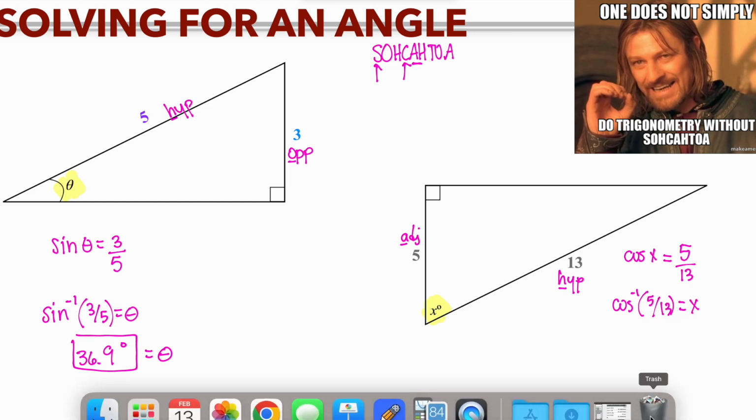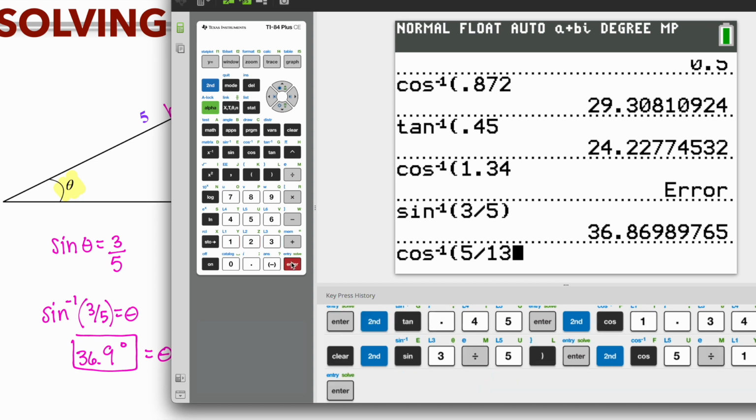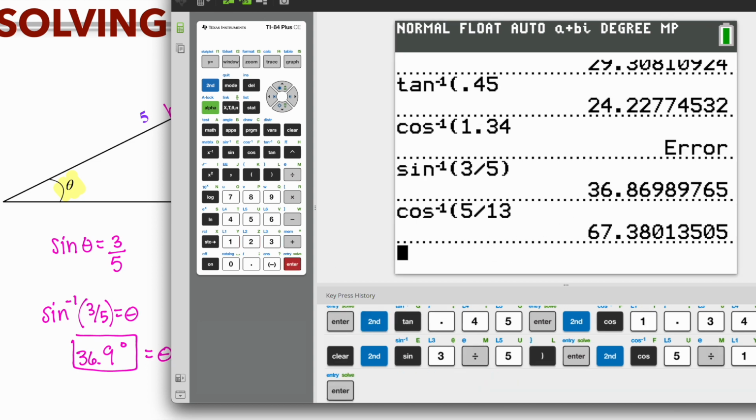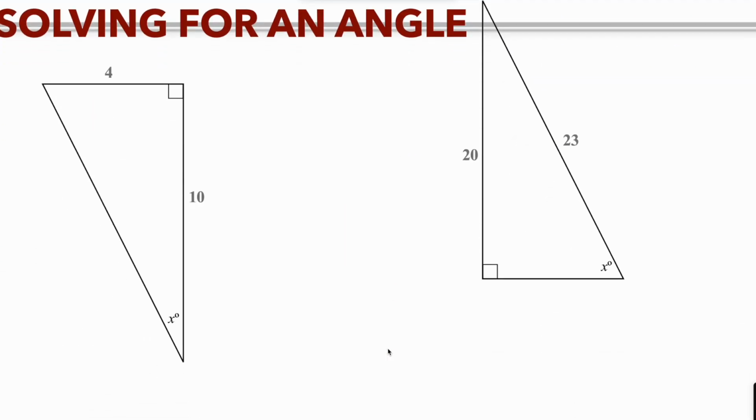So in the calculator, you're going to type second cosine of 5 over 13, and you'll get 67.4 degrees. Again, do not forget to put the degree symbol. So you try these two and then resume the video whenever you want to check your answers.